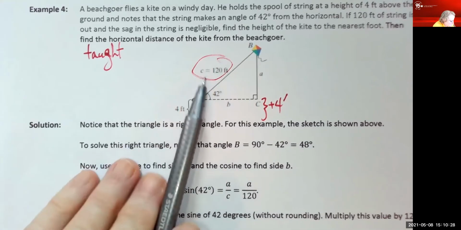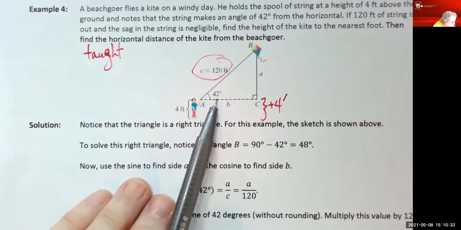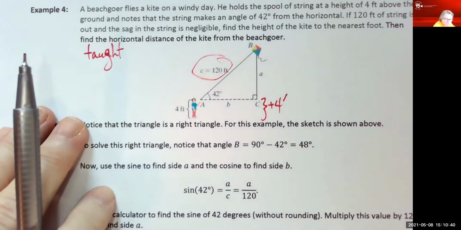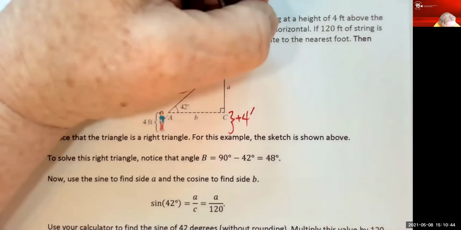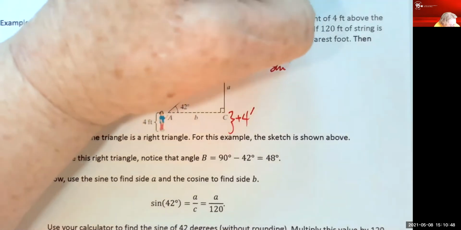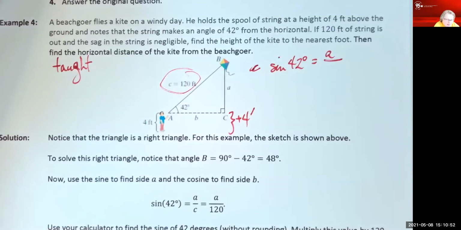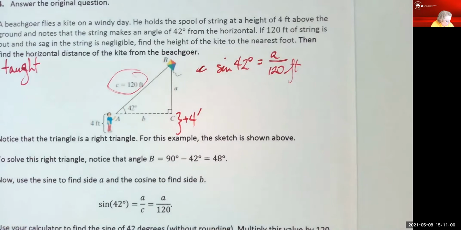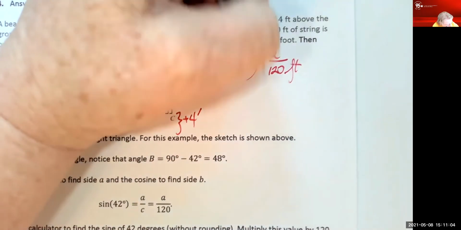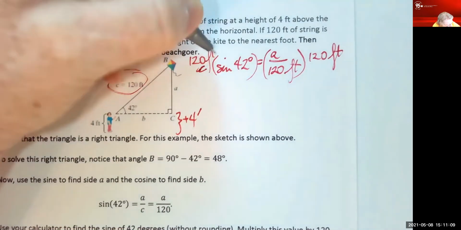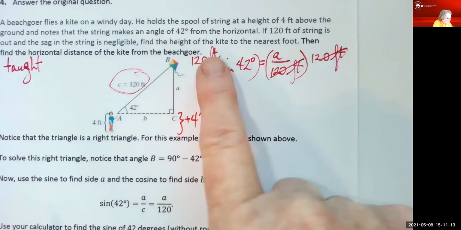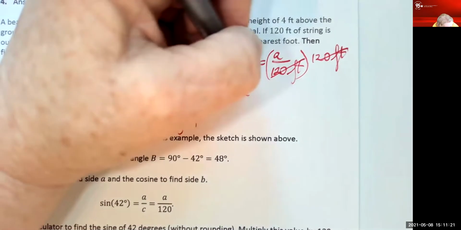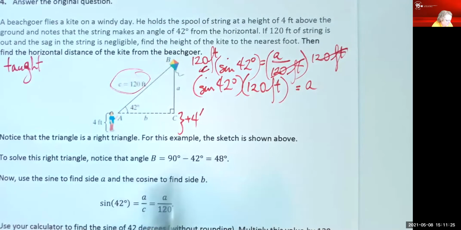So how can we use the fact that we know the hypotenuse, we know the angle? What trig identity combines the side opposite and the hypotenuse? Excellent. We know that the sine of 42 degrees is side A over 120 feet. And if I multiply both sides by 120, I'm going to multiply by feet as well so that I have feet in my answer. I get that the sine of 42 degrees times 120 feet equals side A.